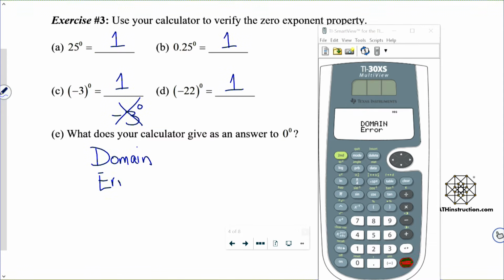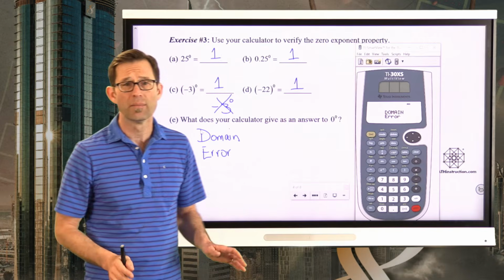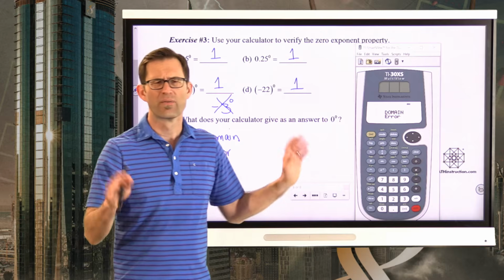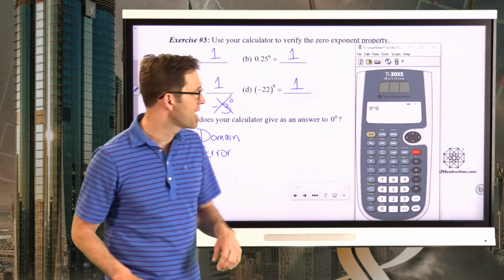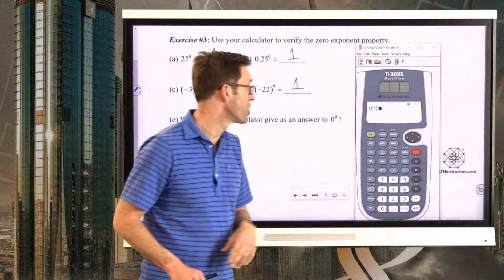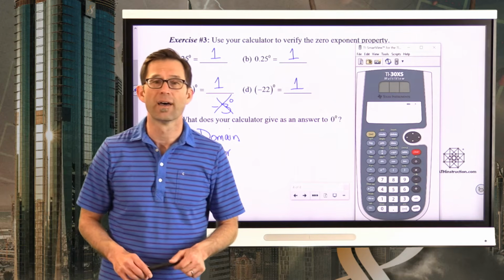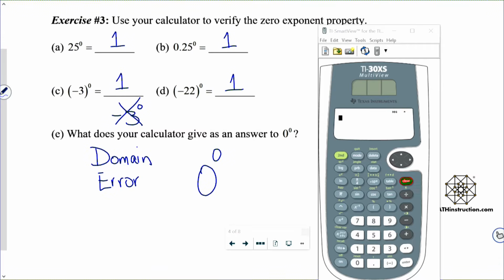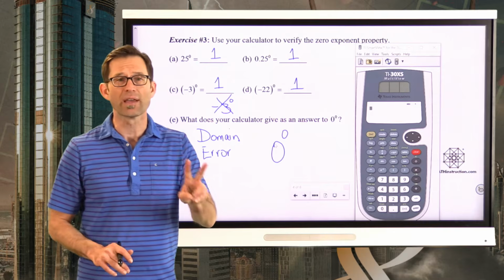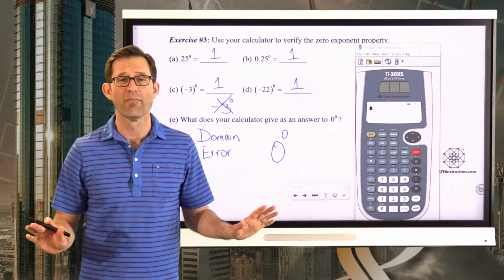And again, any other number that you raise to the 0 power, you're going to get 1. But here I get an error, all right? Whatever a domain error means, let's not worry about that right now. It does have a little bit to do with the domain of a function, but I wouldn't be too concerned about that.